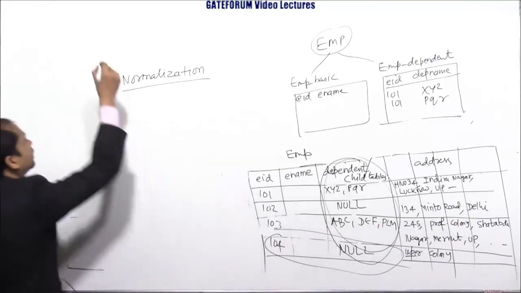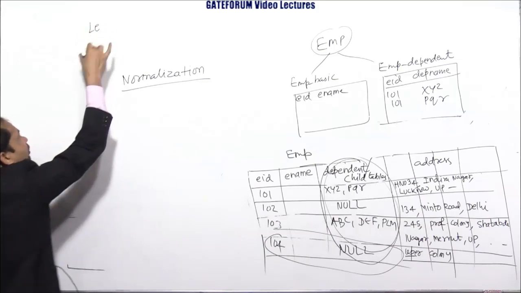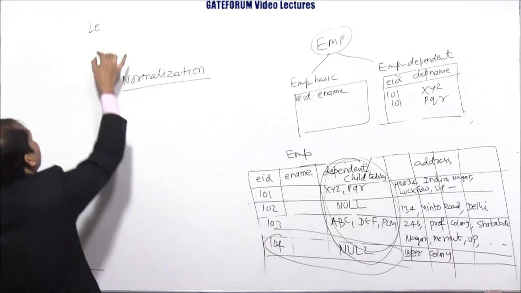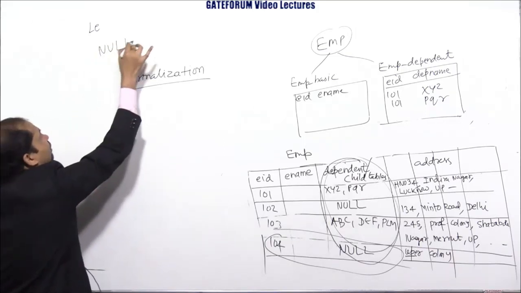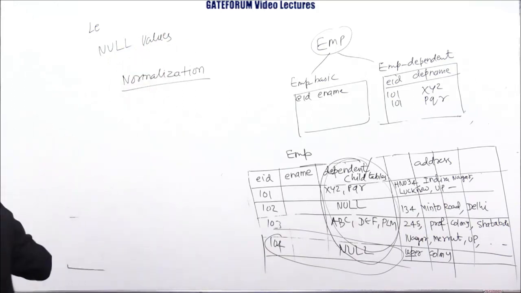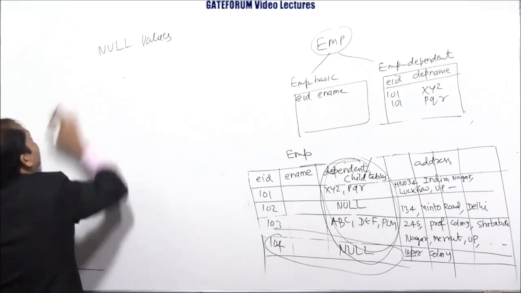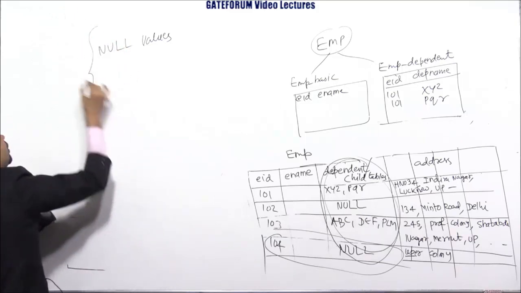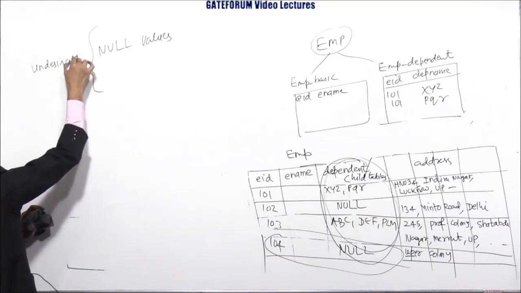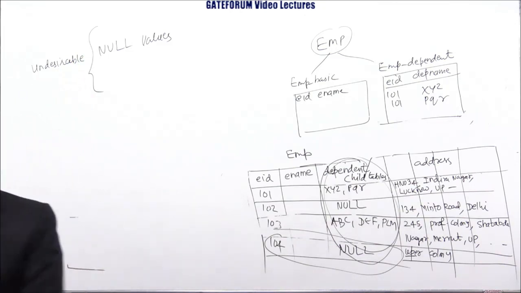So there are three things. See, we want less null. The undesirable things in database design are null value, redundancy, and anomalies. These are undesirable things. We want to get rid of them, or we want to control them, keeping them as minimal as possible. One is null value.